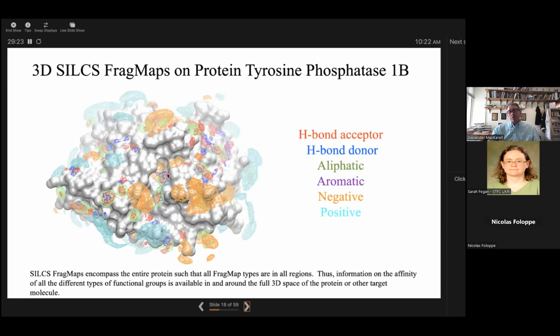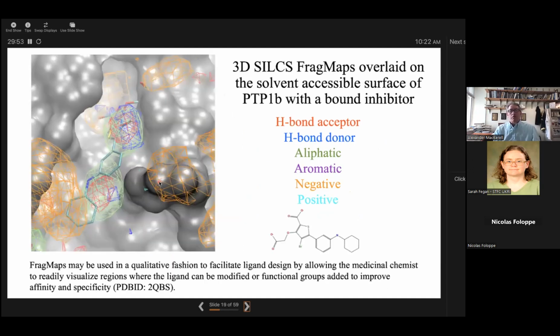What's interesting is you start to see how some of these maps overlap. You can see obviously regions for negatively charged groups and positively charged groups, but you can also see a region here which is going to be appropriate for both aliphatic groups as well as hydrogen bond donors and acceptors. So your three-dimensional information is very detailed. It's not just this functional group here, that functional group there. You can see regions where multiple types of functional groups are all favorable, and so on. Now we can look into the active site of the phosphatase.